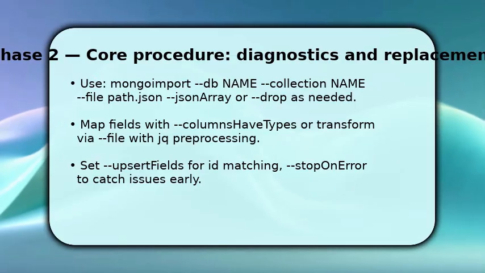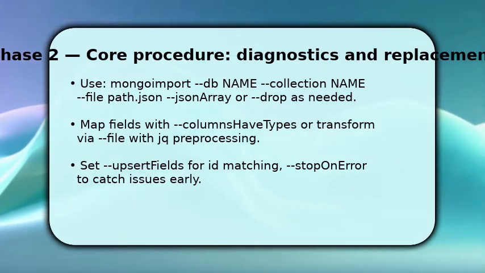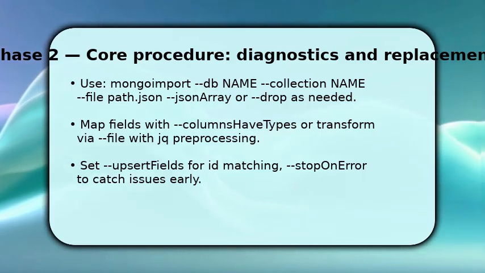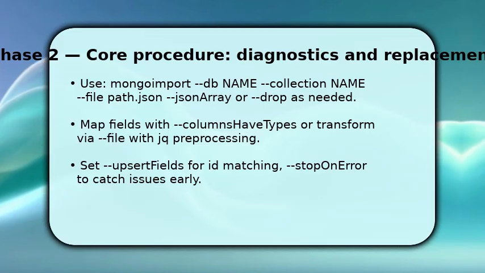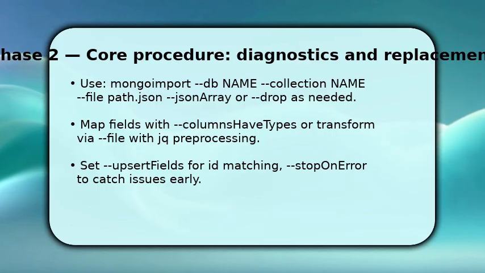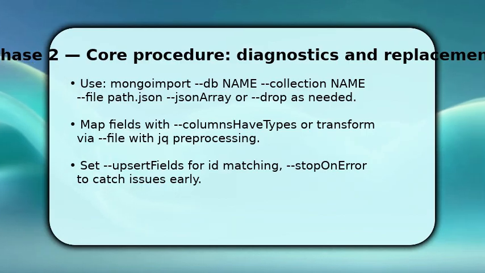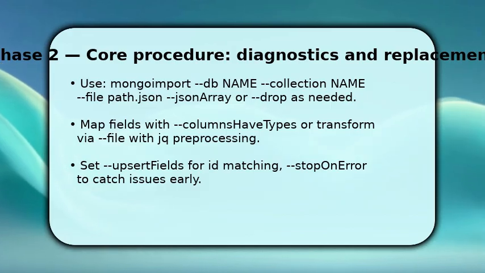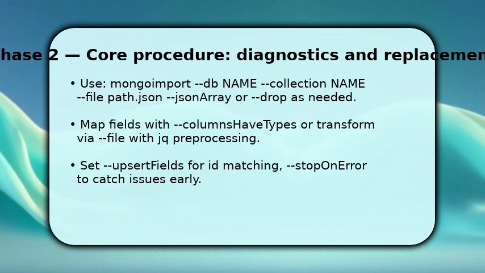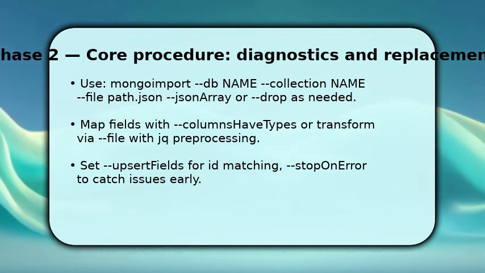Now you construct the mongoimport command. Specify the DB and collection. Choose JSON array if your file is an array, or line-delimited otherwise. Add drop to replace the collection, or use upsert with upsert fields to merge by key. If fields need type hints, preprocess with jq, or use columns have types for CSV workflows. Use num insertion workers to tune parallelism for performance. Make sure to include the authentication database and credentials when required. This ensures imports run with expected permissions and types.